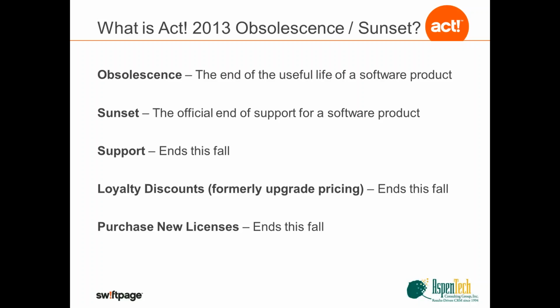There are also loyalty discounts for users who are on a product that is not yet obsolete and sunset. This used to be upgrade pricing. You'll learn more about a new pricing model a little later in our presentation. In addition, once your product is obsolete and sunset, you can't buy any additional licenses for that version. So if you plan to add any new staff or team members or expand your business in any way, you won't be able to buy new licenses for an obsolete or sunset product.